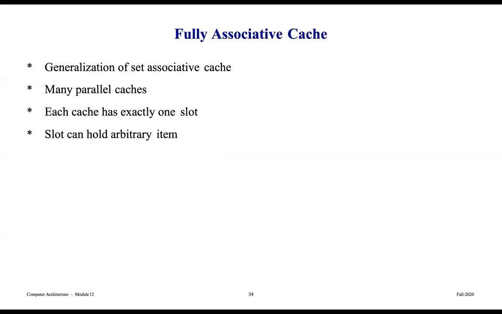Let's talk about fully associative cache. It's a generalization of set associative cache. It has many parallel caches. Each cache has exactly one slot, and the slot can hold an arbitrary item.